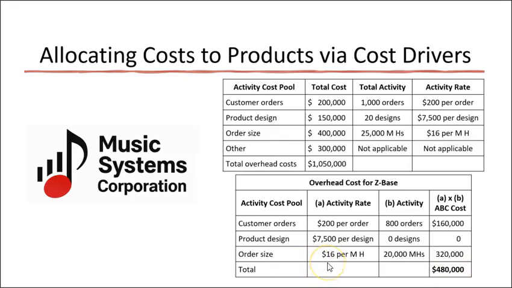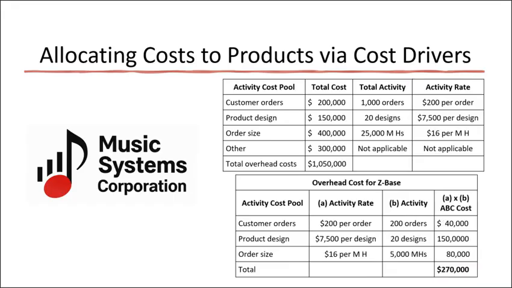Finally, the order size cost pool rate is $16 per machine hour, 20,000 machine hours. Therefore, the activity-based cost for the order is $320,000. Altogether, $480,000. Okay? Let's do it for their other product, Z-Vox.